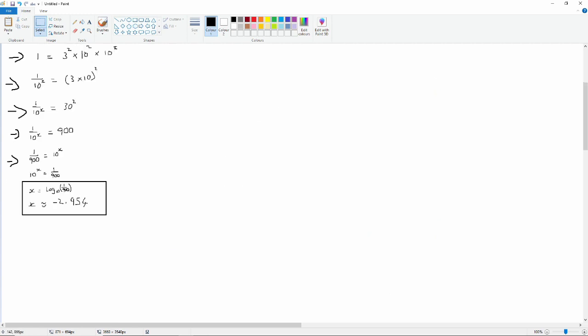And now I've exploited the principle of equivalence, which basically says if A equals B, then B equals A. That's just called the principle of equivalence. Stands to reason if one thing is equal to another, then that other thing is equal to the first thing. If 2 plus 2 equals 4, then 4 is equal to 2 plus 2. Okay, so we've got 10 to the power x is equal to 1 over 900.